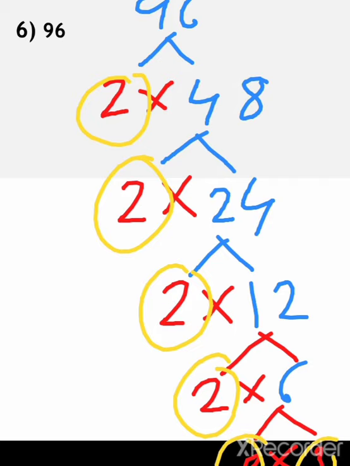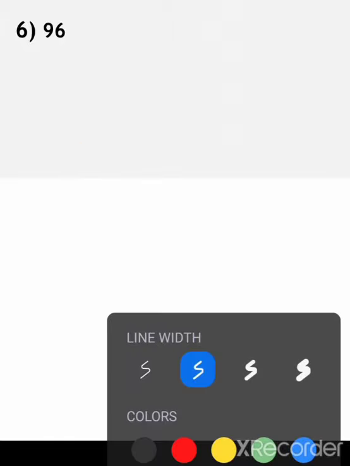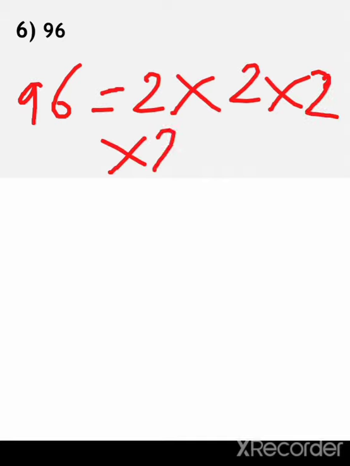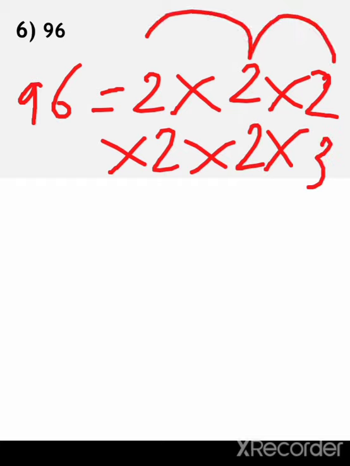So how will I write the factors? 96 is equal to 1 2 3 4 and 5 times 2 and 1 times 3. 2 2s are 4, 2s are 8, 2s are 16, 2s are 32 and 32 3s are 96. This is the way to check the factors. Next is 100.